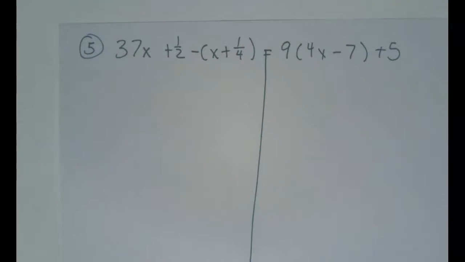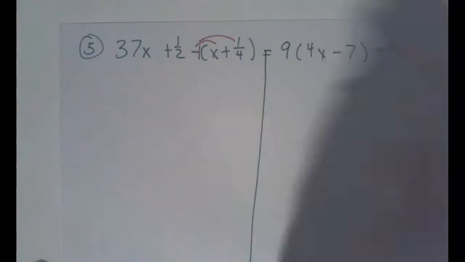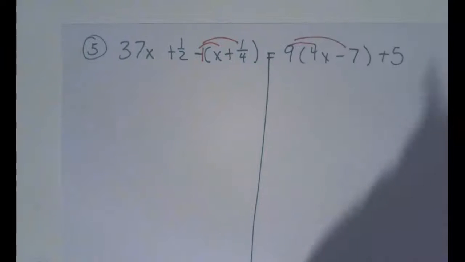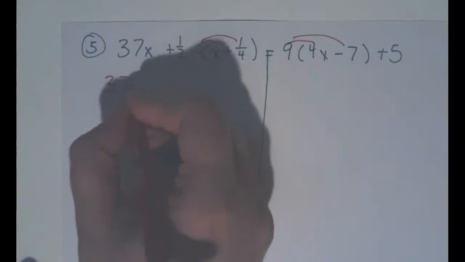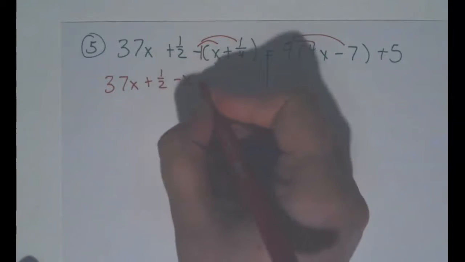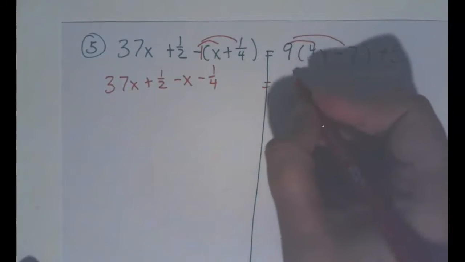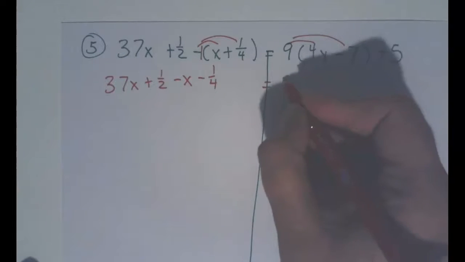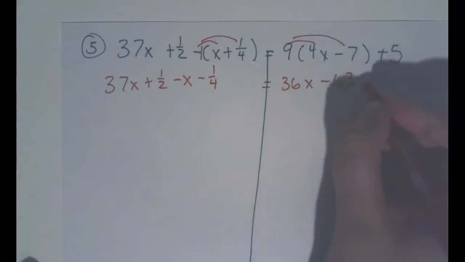Okay, and this problem looks interesting. There's some fractions here, which always makes it a little more interesting. This is a negative 1 that I'll be distributing, and here I'll be distributing a 9. So 37x plus 1/2 minus x minus 1/4 equals 9 times 4 is 36x, 9 times 7 is 63.